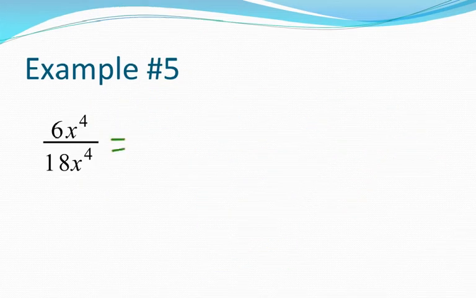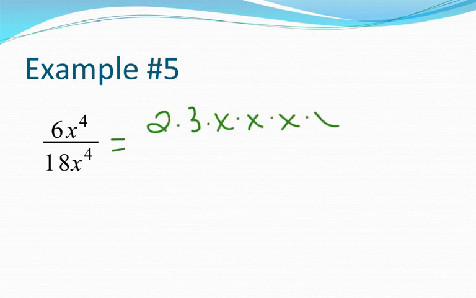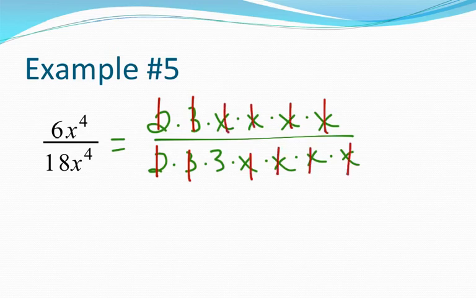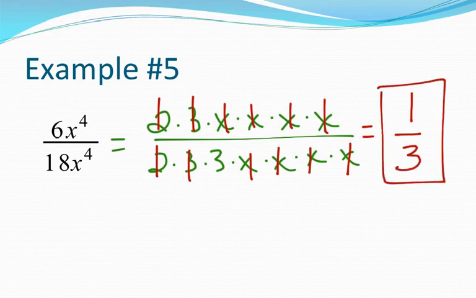Okay, next, this is a monomial divided by a monomial, so I can just break it down into factors. You don't necessarily have to write it out like this, but I like to do this to show what I'm doing. And so I'm looking for things that are in common. So 2 divided by 2 is 1, and 3 divided by 3 is 1. And then I've got all of these x's that match up. And so what I've got left is 1 times 1 times 1 times 1 times 1 times 1 on the top, and 1 times 1 times 3 times 1 times 1 times 1 times 1. So this is equal to 1/3.